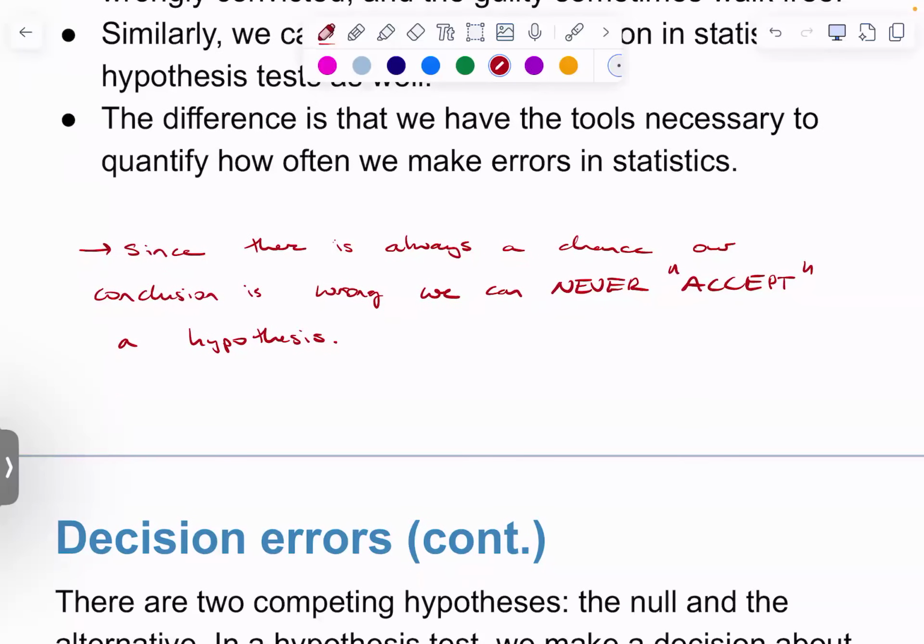Okay. I will take marks off. Rude. But now I've said it. I will take. Okay. So you never use the word accept, right? I accept H naught. No, you don't. You fail to reject H naught.